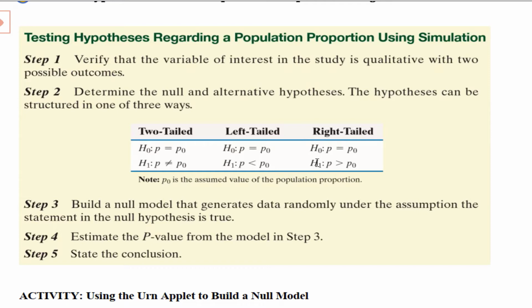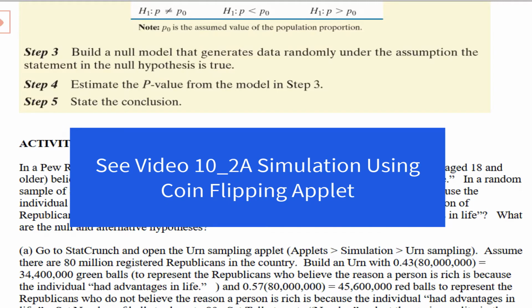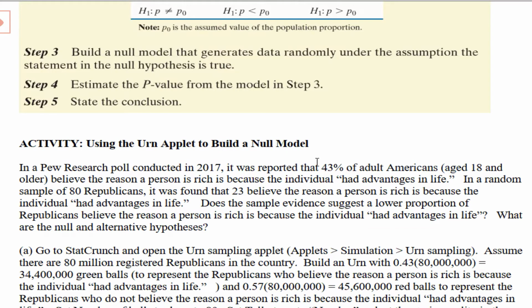You then structure your null and alternative hypotheses. You then build a null model that generates data randomly under the assumption the statement in the null is true. So in our last example, we built our null model using a coin where the coin was fair because you had a 50% chance of getting a head, meaning you pass. You had a 50% chance of getting a tail, meaning you did not pass. And then you use that null model to estimate the p-value. And then finally state your conclusion. So we did all that with a coin.